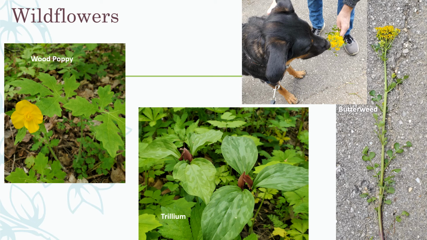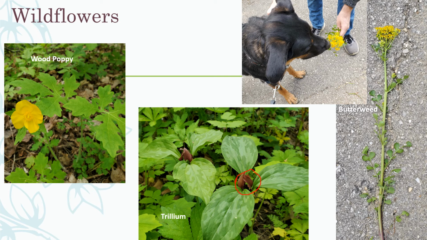Then in the middle, we've got trilliums, and trilliums have sets of 3 leaves, and then a really weird-looking flower in the middle. The flower might be a deep maroon color, it might be a red color, it might be a white color, depending on the trillium variety.